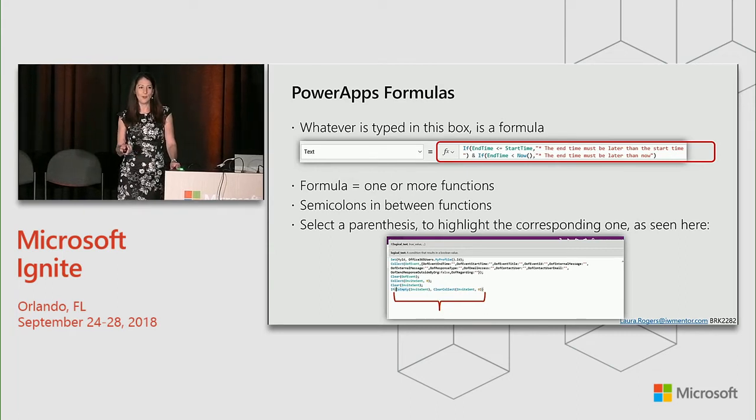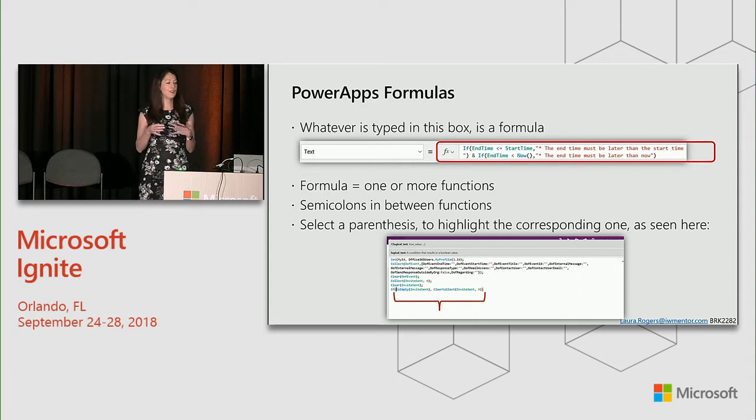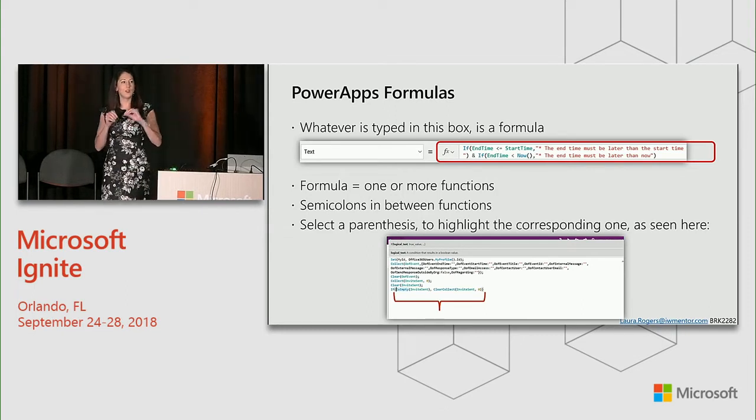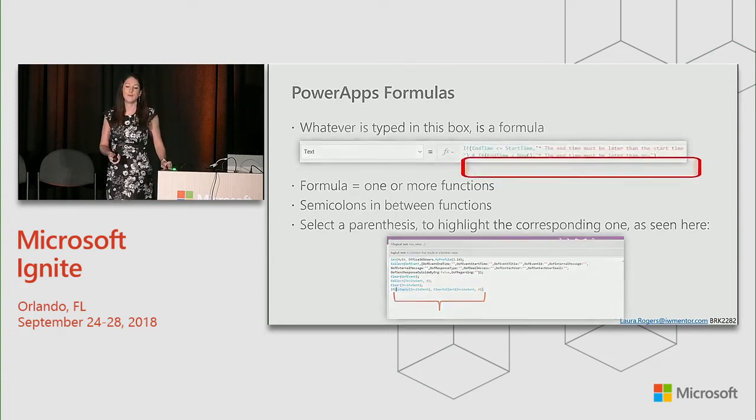Whatever is typed in this box at the top of the screen is a formula. And a formula can have more than one function inside of it. You can get pretty crazy and advanced; you can see a pretty long, complicated one at the bottom. Just a little tip here: when you're dealing with these larger functions, if you select a parenthesis, it will automatically highlight the corresponding parenthesis, so as you're troubleshooting your logic and formulas, you'll be able to tell where things are happening or where a parenthesis might be missing.